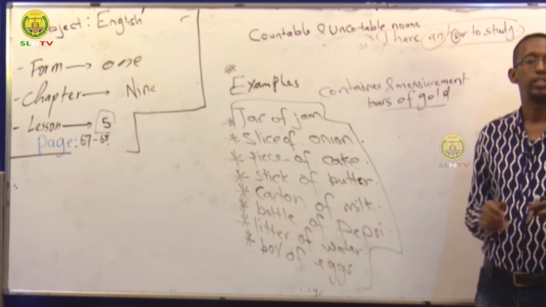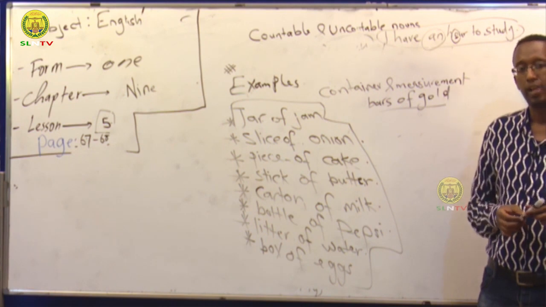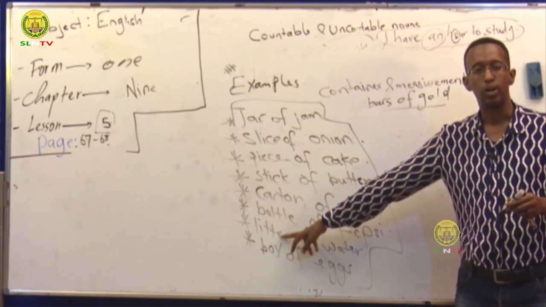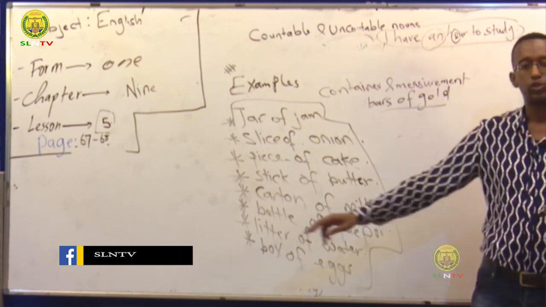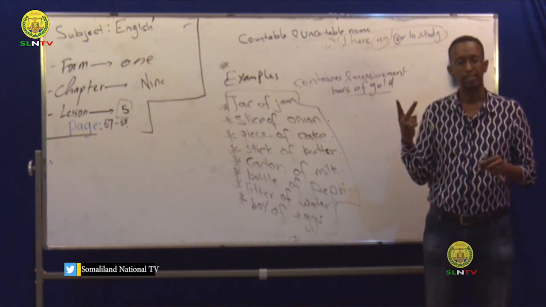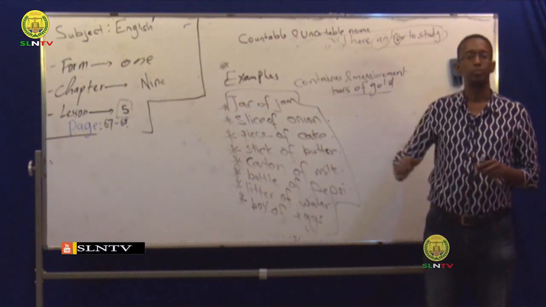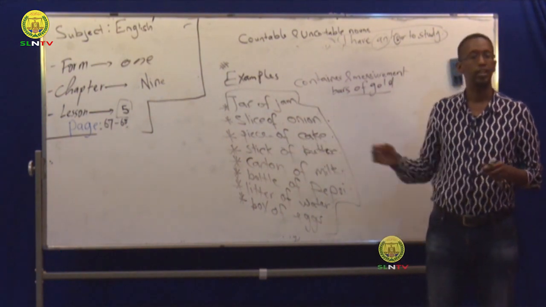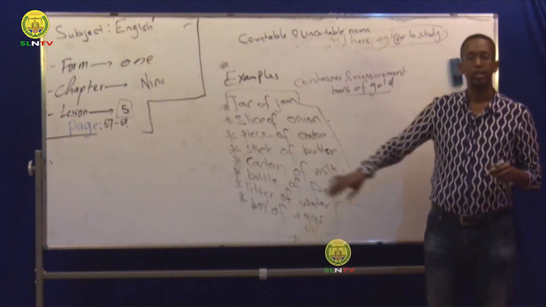Or when you say I need a cup of milk or a cup of water, I need 1 liter of water or 2 liters of water. Okay, I need 2 boxes, you can say 2 boxes of eggs. I need 2 boxes of eggs. So these are the measurements that we use before uncountable nouns.